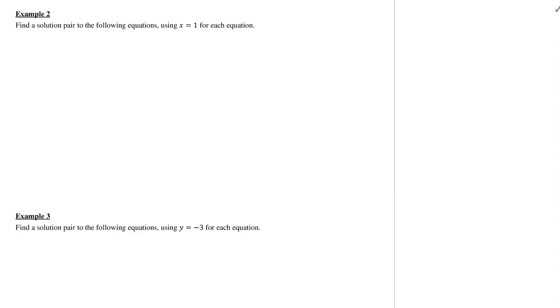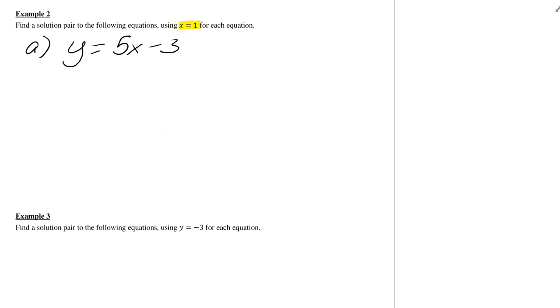So now I just want to add on to this a little bit with these next two examples. I'm going to give you an equation, and I want you to figure out what the ordered pair would have to be. So you have to plug in x equals 1 for each equation. I'll do this first one with you. Let's say I want to find the solution pair for y equals 5x minus 3. It's telling me that I have to use x equals 1.